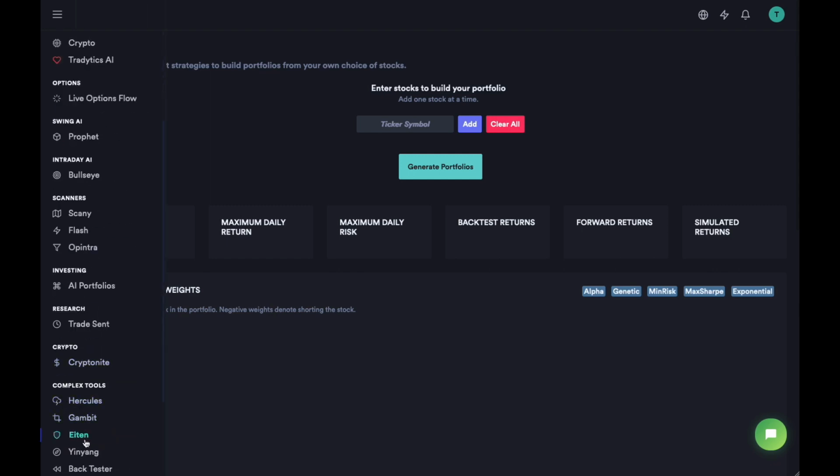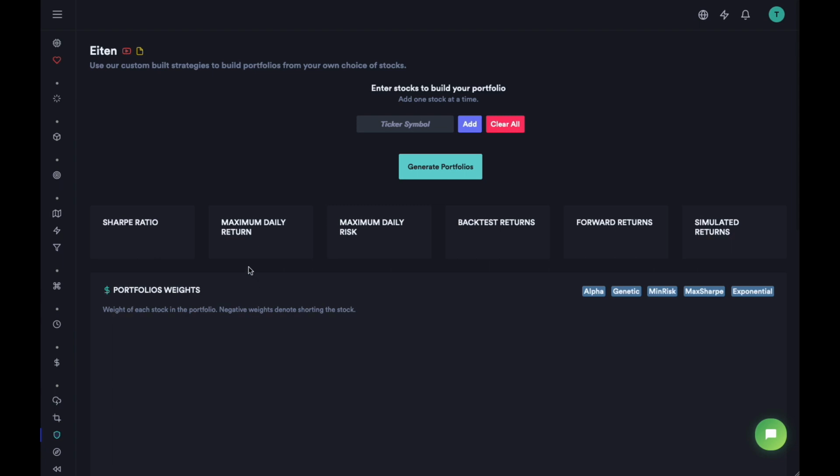So this tool is called Eiten, and this is a portfolio tool and a long-term investing tool. So if you want to invest in a portfolio in the long run, then you can create a portfolio based on your choice of stocks, and you can see how well it performed in the past and how well it might perform in the future.